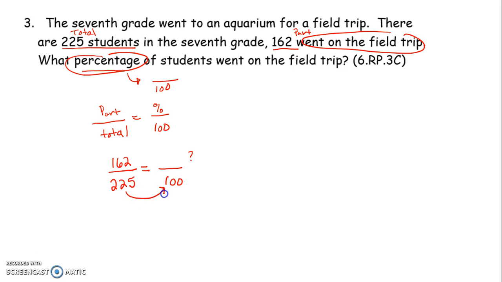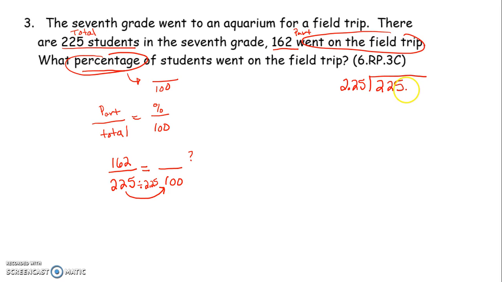Then you'd look and say, gosh, how do I get from 225 to 100? Well, if I divide that by 2.25, I'll get to 100. Let me just double check that off to the side. If you do 2.25 into 225, you'll get to 100.